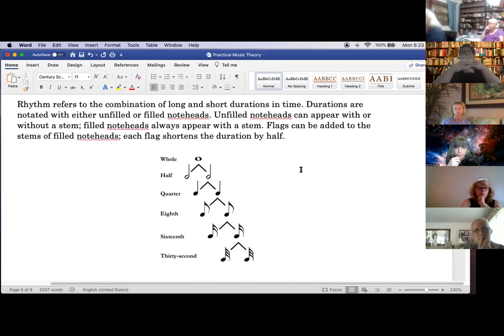Durations are notated with either unfilled or filled note heads. That's this part here on the note. Can you see my mouse? That's right here. This is the note head. They can appear with or without a stem. Filled note heads always appear with a stem. Flags can be added to the stems of filled note heads, and each flag shortens the duration by half.